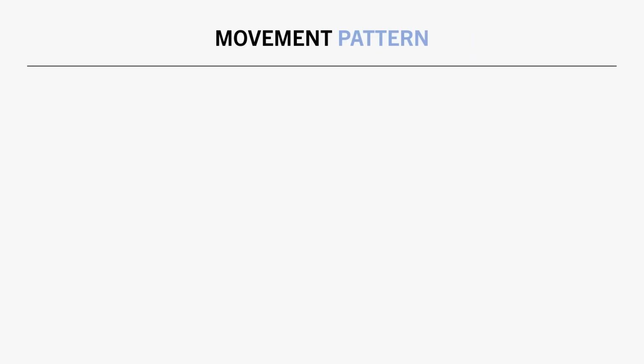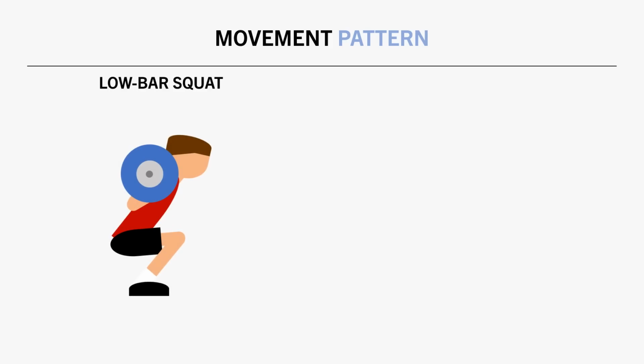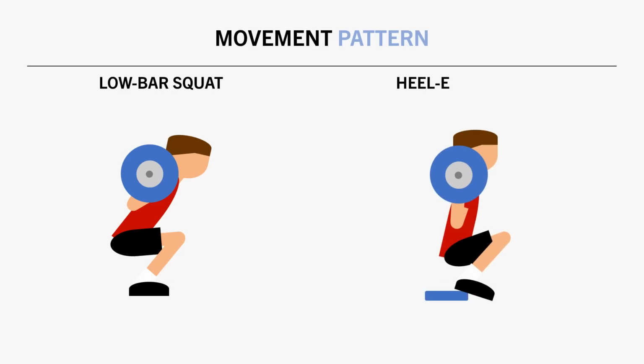An example of how changing the movement pattern of a lift can influence load can be seen during a back squat. A low bar back squat is usually the most efficient way to lift the most amount of weight. And on the other hand, a heel elevated upright squat with the knees pushed forward is far less efficient in terms of our ability to lift heavy loads. So in this case, we will be able to lift more weight with the low bar squat.